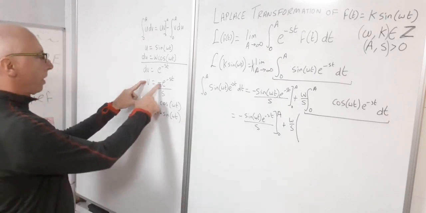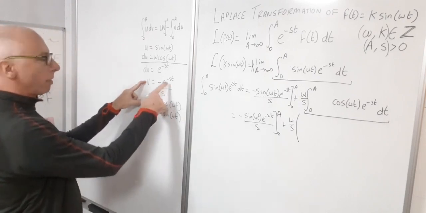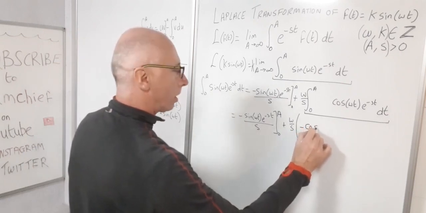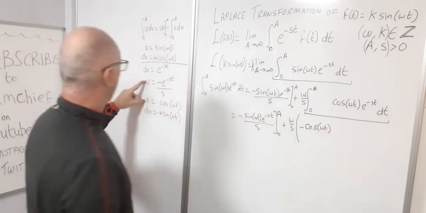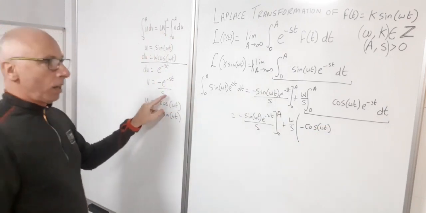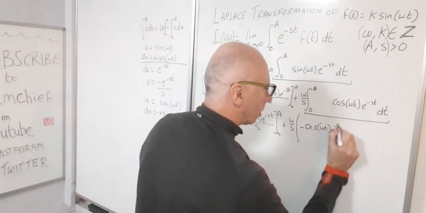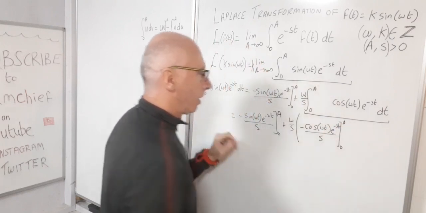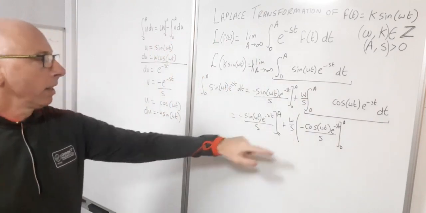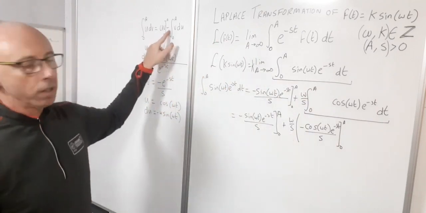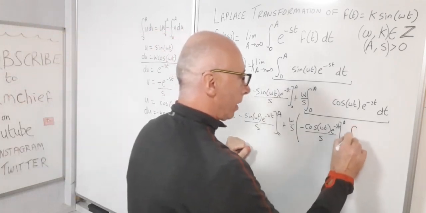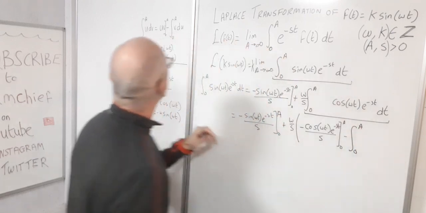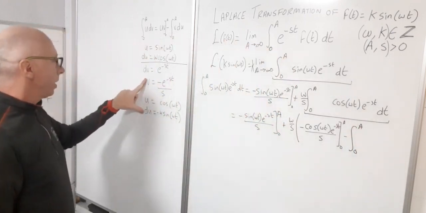So I've got minus cosine wt e to the minus st over s. So that's part of my answer. Again, that will all still be multiplied by this. And then I've got my new integral, which is this one. Again, still affected by this ws here. 0 to a v du. So this one and this one.